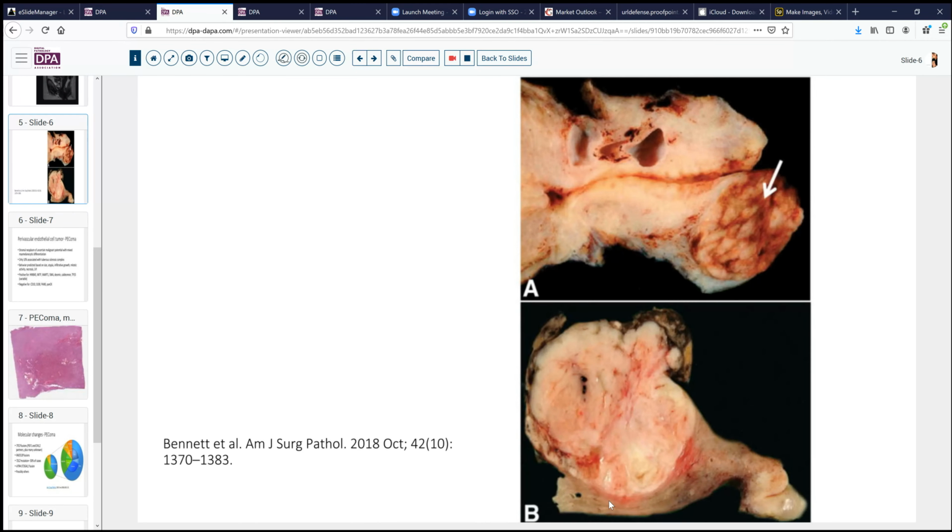On resection, this is a sample image from the literature. The tumors have a fairly fleshy white appearance with admixed vasculature and hemorrhagic areas. They may have some degenerative areas or necrosis as well in certain sites.